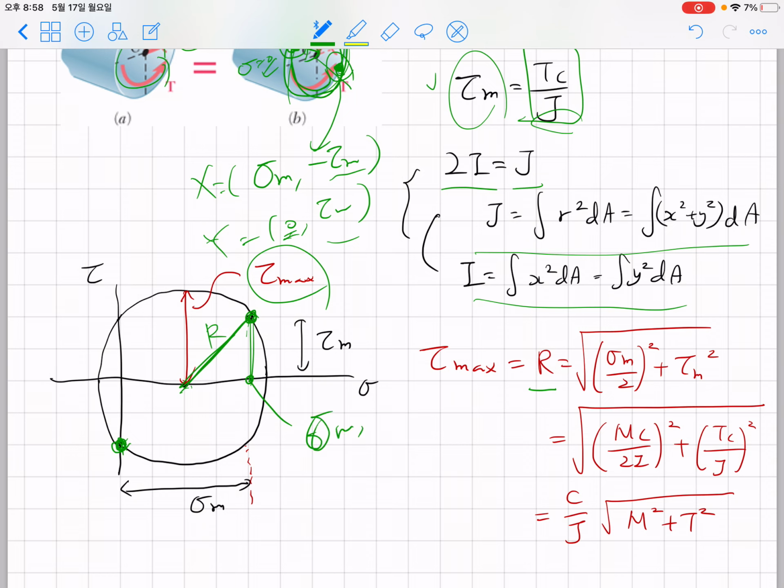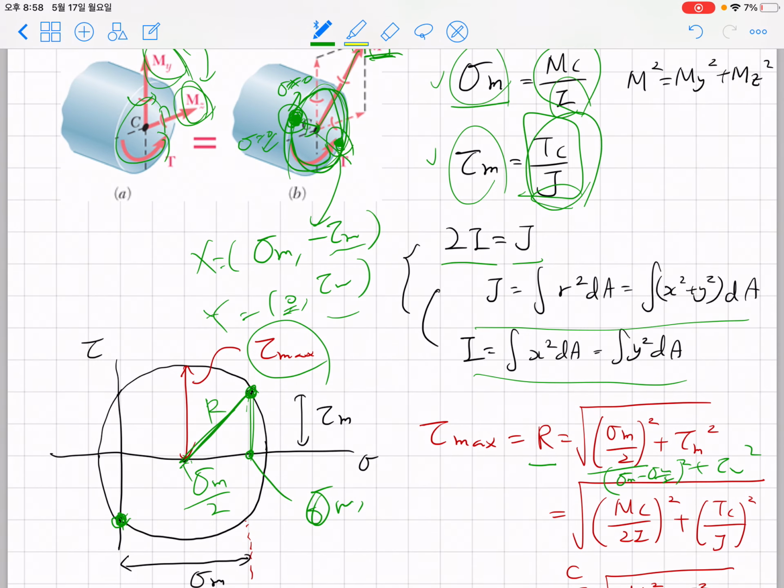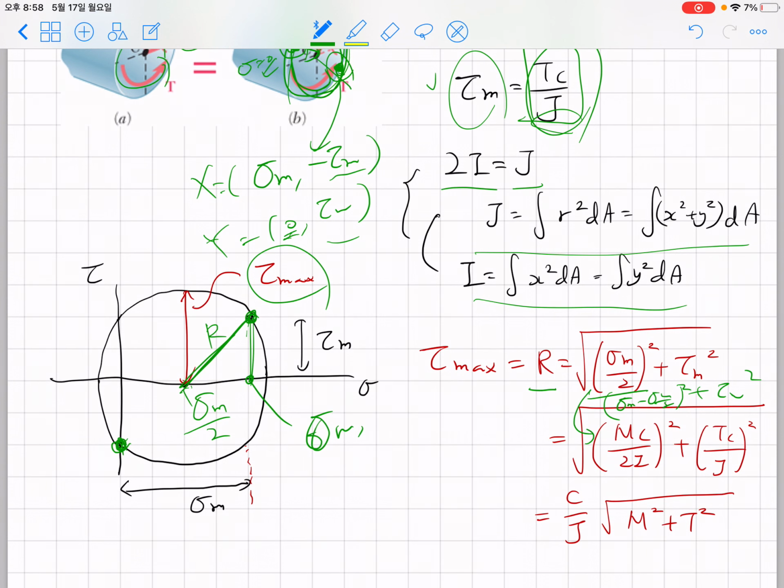Okay, so after identifying this Mohr circle and trying to represent R in terms of this Mohr circle, this is the sigma m point, and this is the average sigma, which is sigma m over 2. So R is the square root of (sigma m minus sigma m over 2) squared plus tau m squared. And if you plug in the relationships Mc over I and Tc over J, and identify that 2I equals J, you can write down maximum tau as c over J times the square root of M squared plus T squared. So what you can see here is M squared is simply Mx squared plus My squared.